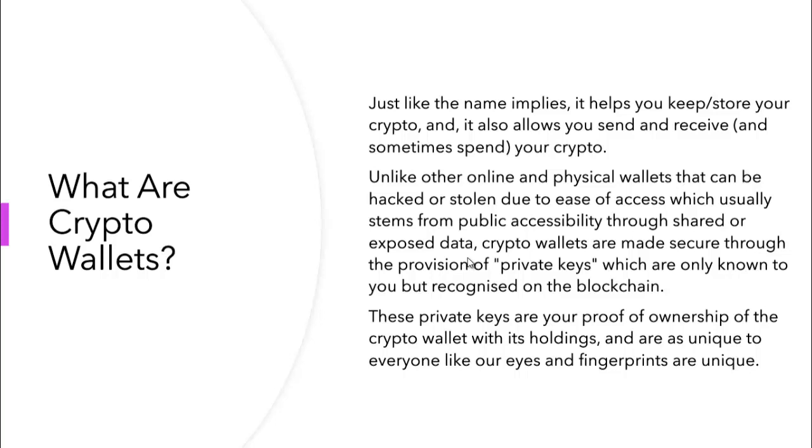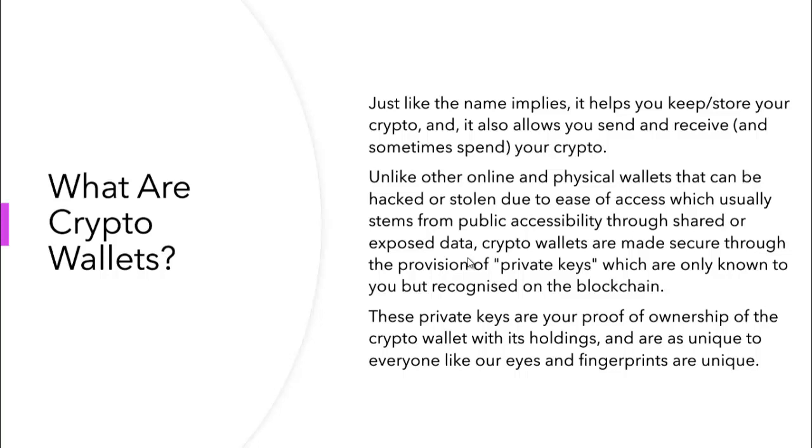So hacking usually stems from public accessibility, right? Through shared or exposed data. Crypto wallets actually are made secure through the provision of what we call private keys. Private keys basically is your wallet. Private keys are a group of cryptographical words or characters that make up your wallet. So if I have your private keys, I have your wallet basically. Crypto wallets are made secure through the provision of private keys, which are only known to you but recognized on the blockchain. They are only known to you or any other person that you allow to have access to them, and they are recognized on the blockchain.